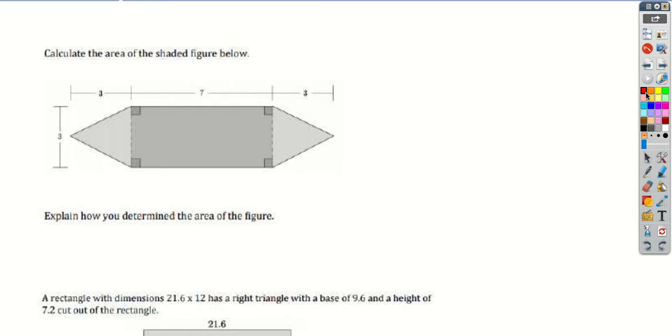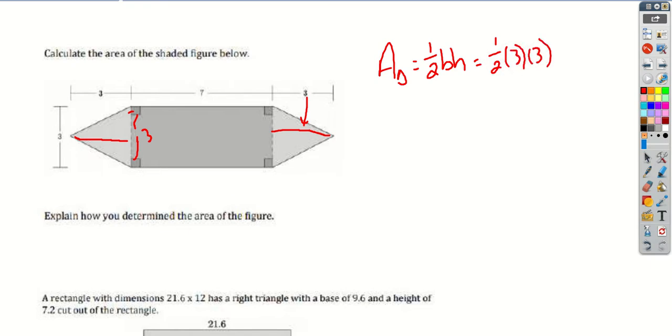So we have a triangle, and the first one is the same thing on both sides, right? The height's going to be 3, the base here is 3, and then we have the rectangle. So the area of the triangles, remember, is 1/2 base times height. We're plugging 3 and 3 in for these. And so this is going to be an area of 4.5 for each triangle. And then we have the area of our rectangle, which is base times height. And so this has an area of 3 times 7, which is 21.